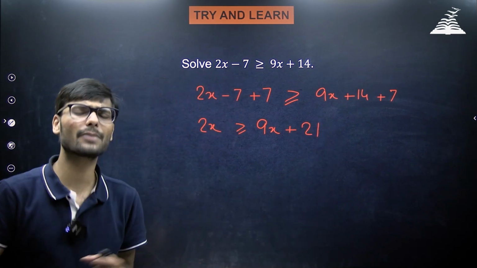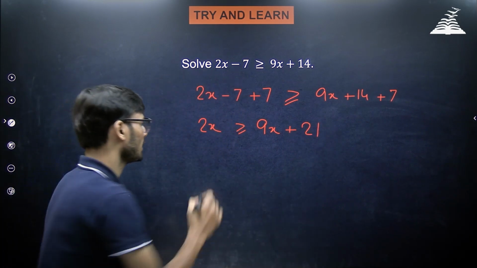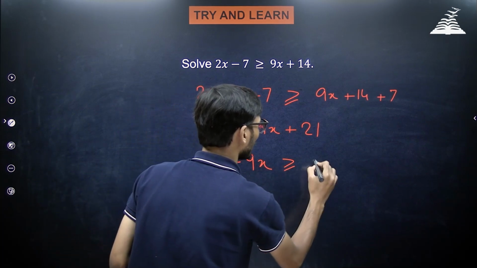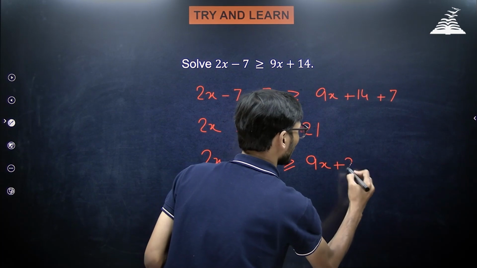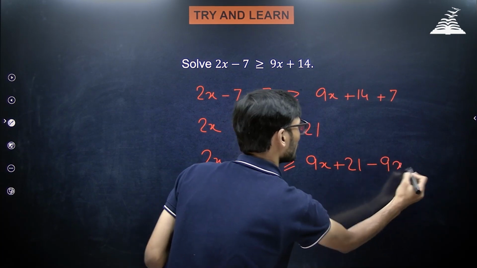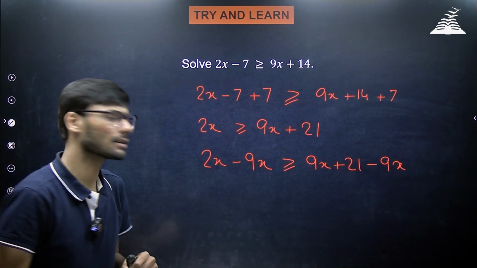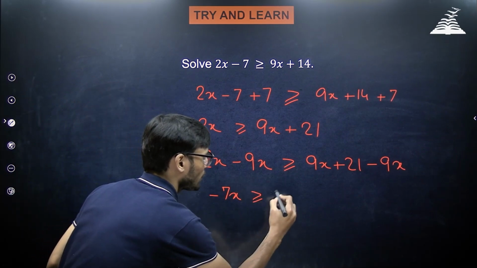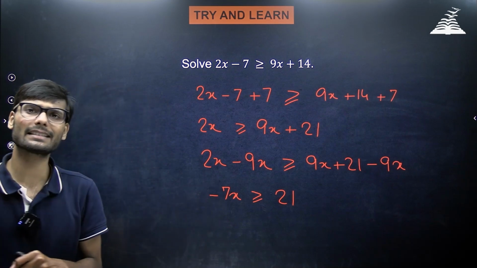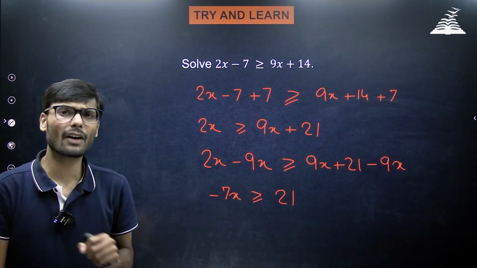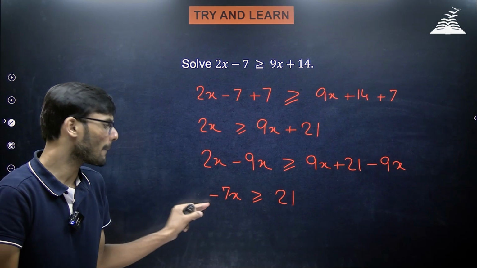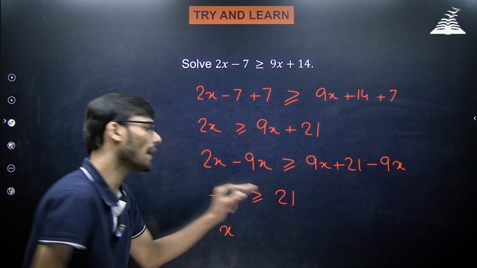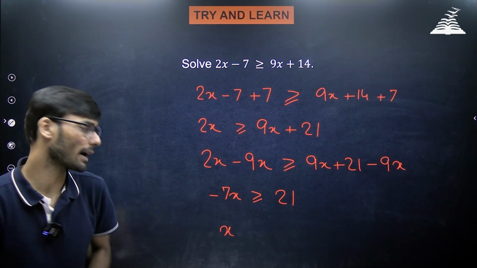Now we can subtract 9x from both the sides. So we will get 2x minus 9x is greater than or equals to 9x plus 21 minus 9x. If you simplify this, the LHS will be minus 7x and the RHS would be 21. Minus 7x is greater than equals to 21. We can divide both the sides by minus 7. Minus 7x upon minus 7, that would be x. 21 upon minus 7, that would be minus 3.